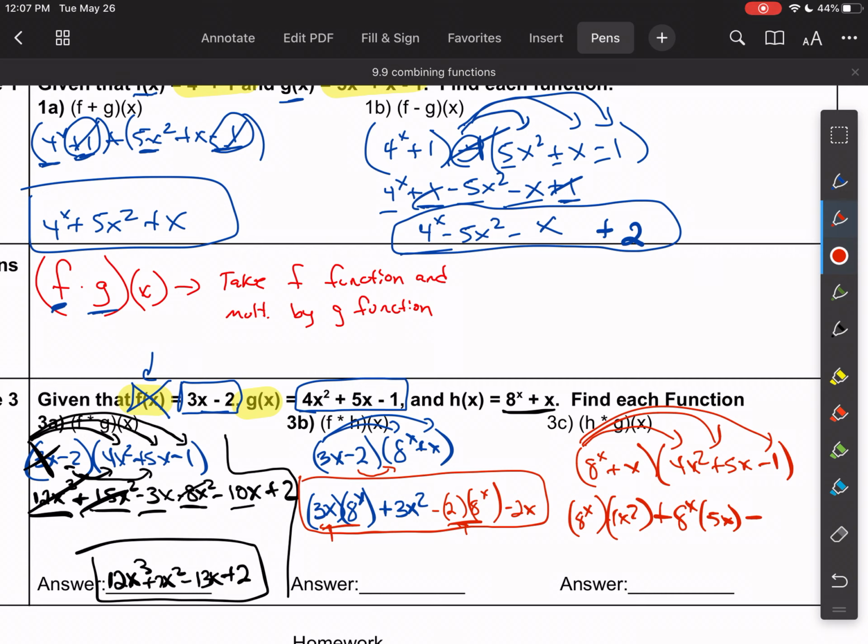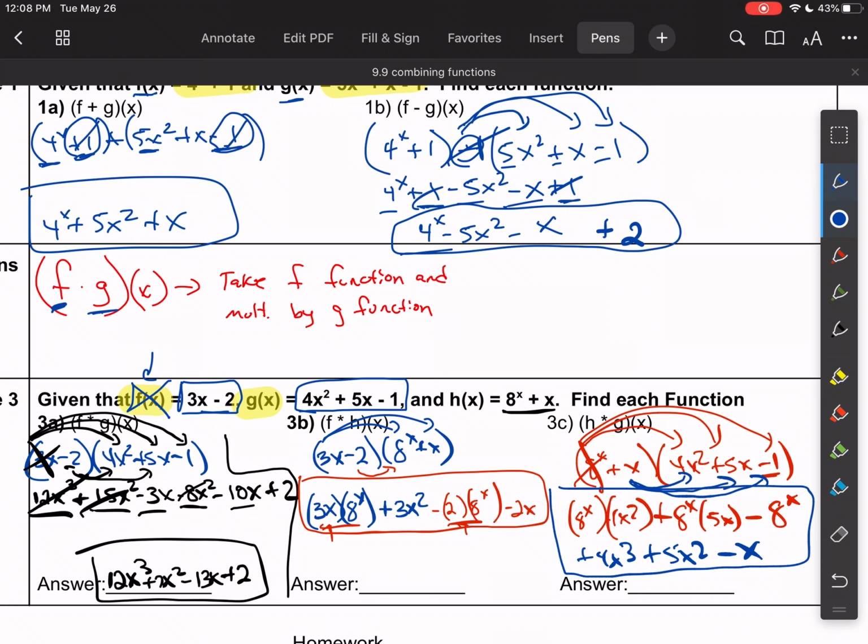And then we have minus negative 1 times 8 to the x. That you can combine because there's no x term here, so it's just minus 8 to the x. Now we're done with this part, and we move on to the second part, which is distributing the x out, which is a lot cleaner and nicer. So x times 4x squared gives you plus 4x cubed. x times 5x gives you plus 5x squared. x times negative 1 gives you negative x. Nothing can be combined here, so we are actually done at this point, and that is it.